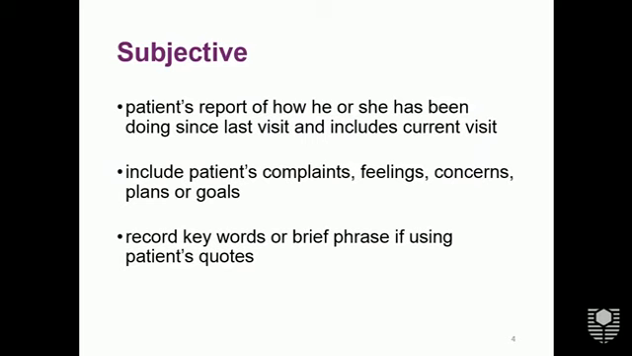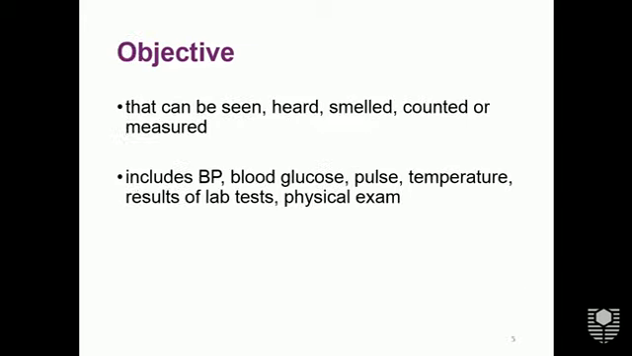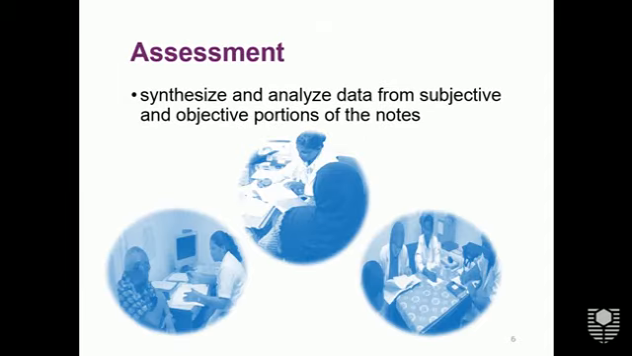So subjective. It's actually the patient's report of how he or she has been doing since the last visit and includes the current visit. So it's something that cannot be measured. It includes the patient's complaints, feelings, concerns, plans, or goals. Record keywords or a brief phrase if using patient codes. Objective is something that can be seen, heard, smelled, counted, or even measured. So this includes blood pressure, blood glucose, pulse, temperature, results of lab tests, and physical exam.